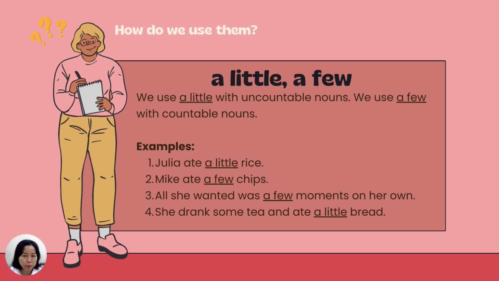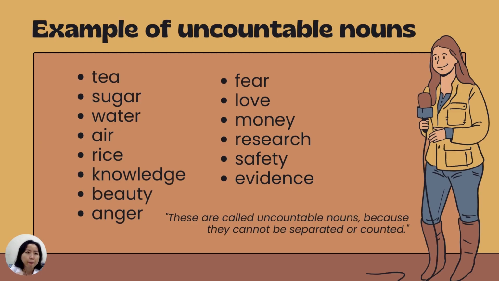Now, I want to make sure that you fully understand the difference between uncountable and countable nouns. Do you have any question about how to tell them apart? Oh, you forget a little bit. That's okay. We're going to review it together. Now, I have some examples of uncountable nouns. I have tea, sugar. Okay, your turn. Please read it for me. Good. Money, research, safety, and evidence. Do you know what evidence is? Okay, cool. So all of these are called uncountable nouns.